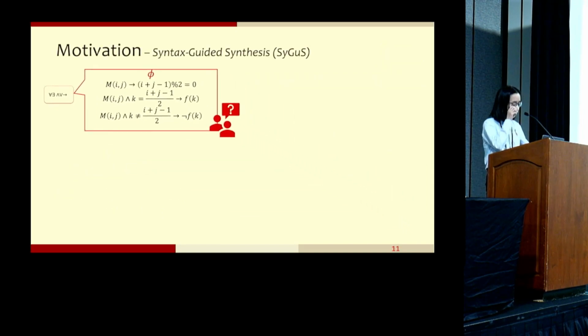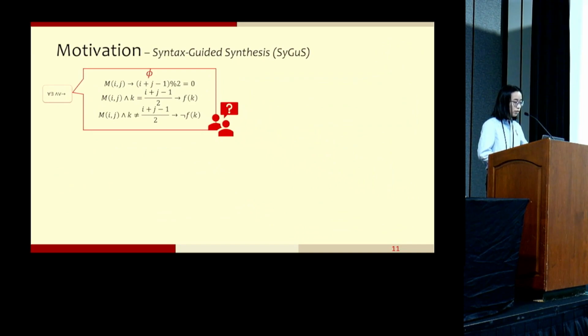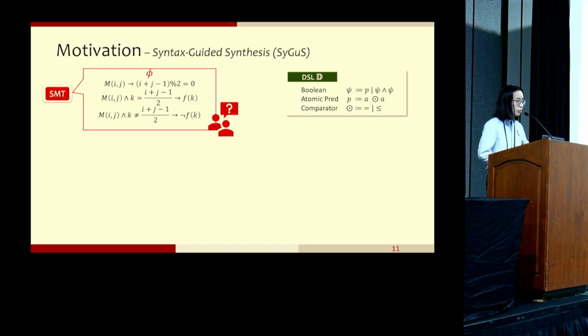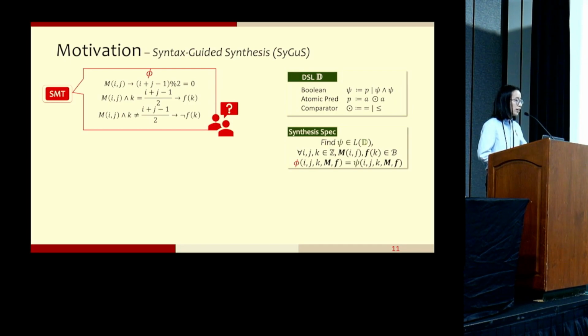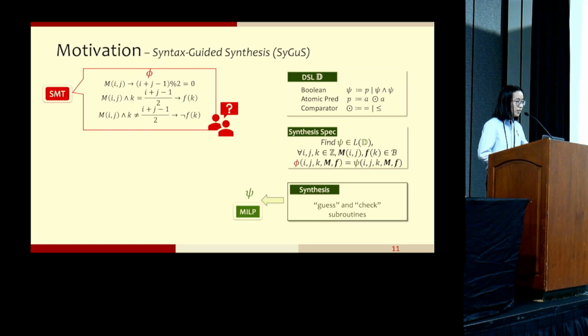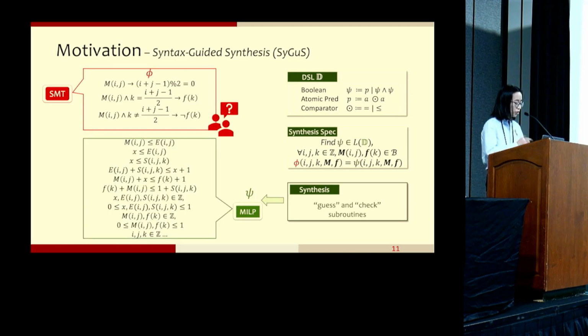So now I will explain how our synthesis works. Given this input constraint in the SMT format, we first need to specify the domain-specific language, or DSL, which is used to construct the linear formula. And then we need to specify the synthesis instance. Here we are going to find a candidate psi that is equivalent to the input phi. And finally, we are going to run the synthesis algorithm, which is a guess and check procedure. And finally, we'll output its formula.